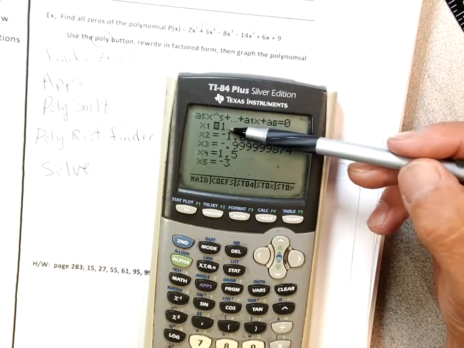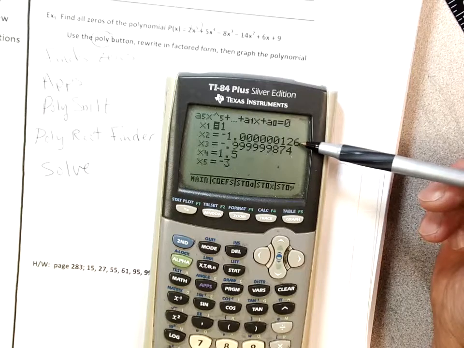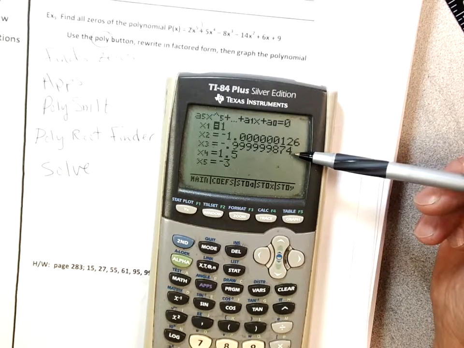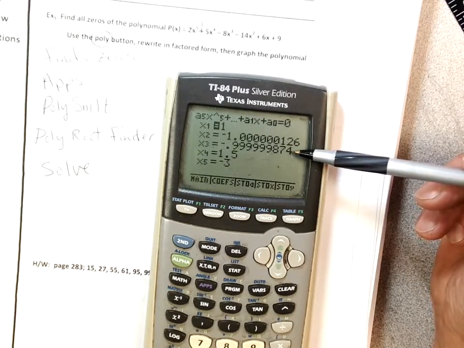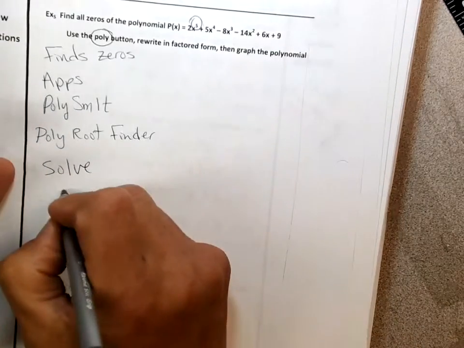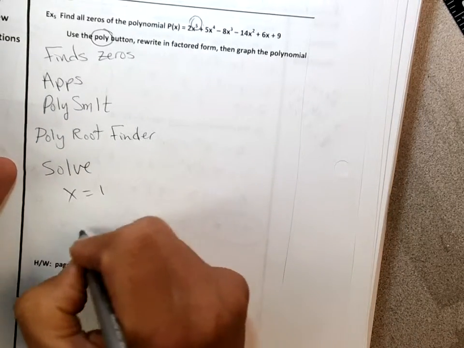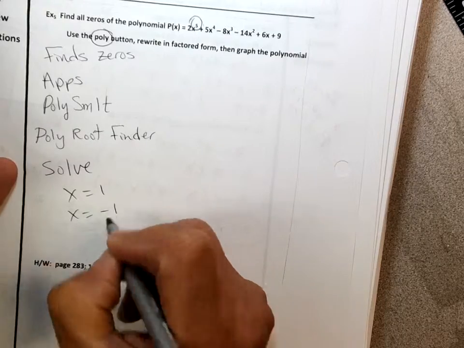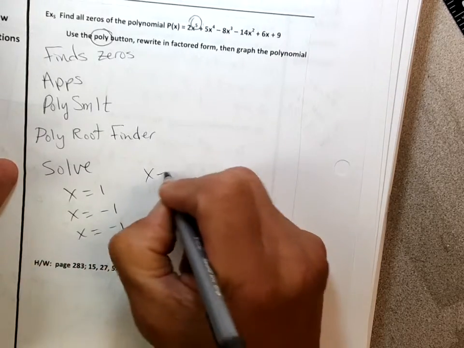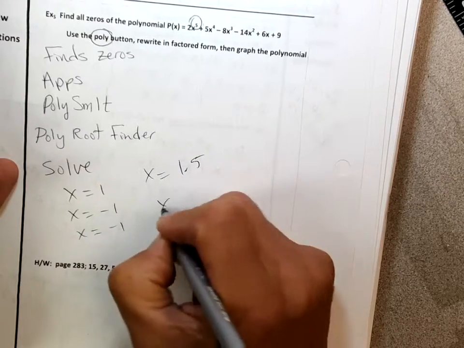In fact, 1 is right. This is -1. It is exactly -1. I can prove it to you. This is exactly -1 again. It's a double root. Ooh, we talked about double roots yesterday. 1.5 and -3. So my roots are at x equals 1, x equals -1, x equals -1 again, a double root, right? x equals 1.5, and x equals -3.